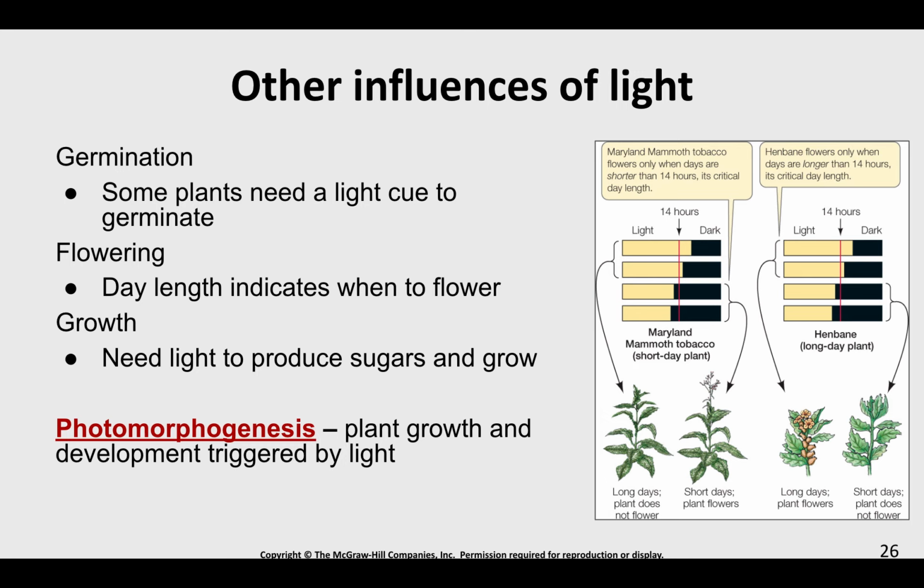So broadly speaking, all those influences of light we can call photomorphogenesis. It's a pretty long word there, but it's any plant growth or plant development that's been triggered by light. So germination, when to flower, how much it's going to grow would be our photomorphogenesis.